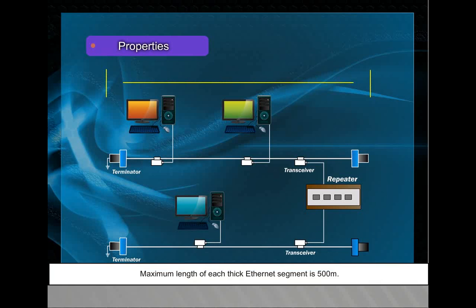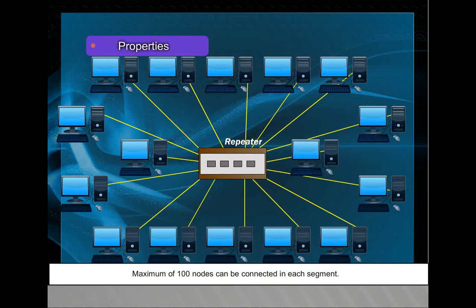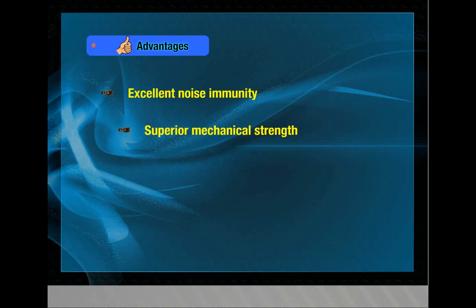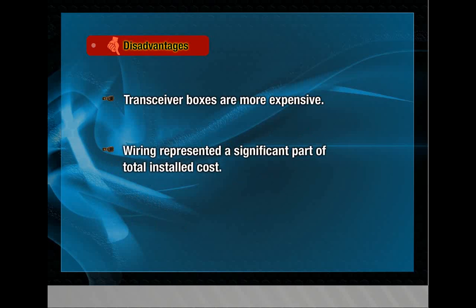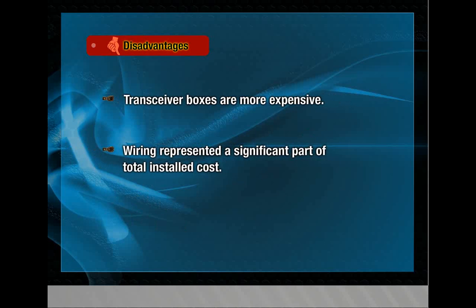Properties: maximum length of each thick Ethernet segment is 500 meter. Maximum of 100 nodes can be connected in each segment. Transceivers may be installed only at precise 2.5 meter intervals. Advantages: excellent noise immunity, superior mechanical strength. Disadvantages: transceiver boxes are more expensive. Wiring represented a significant part of total installed cost.